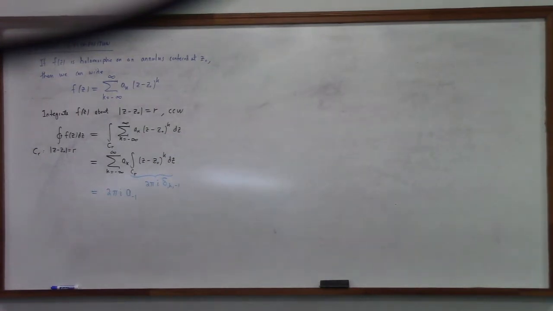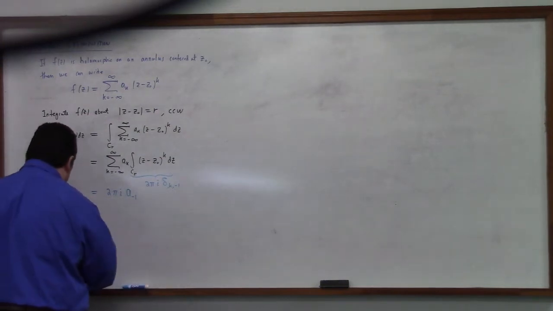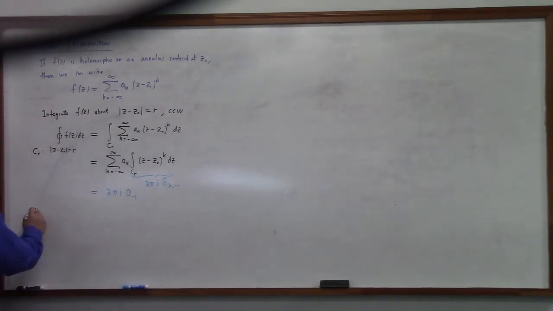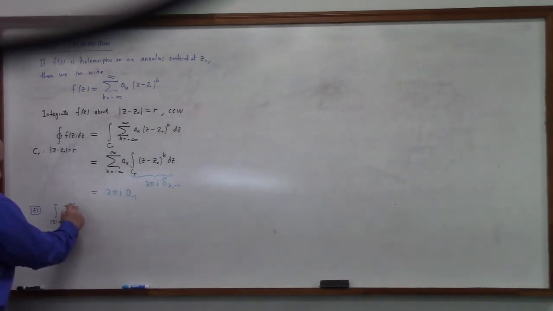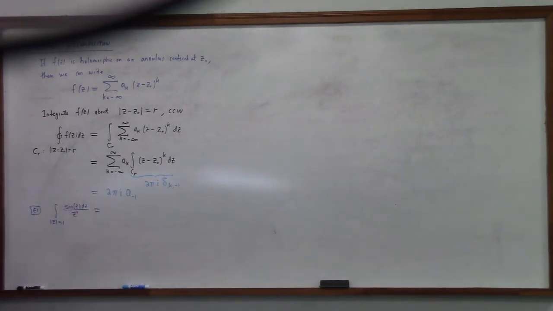Now, let's look at an example of that right quick. So if you were going to integrate around the unit circle, let's say, sine of z dz over z to the 4th. That would be a pain in our previous way of thinking, because we'd have to use Cauchy's generalized integral theorem with m equal to 3.